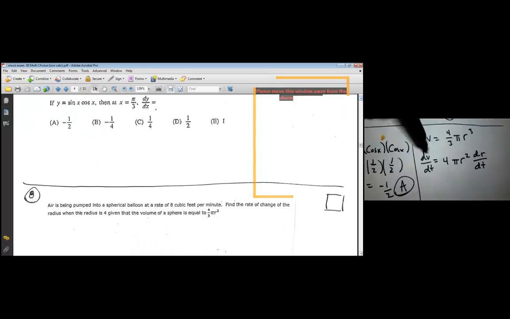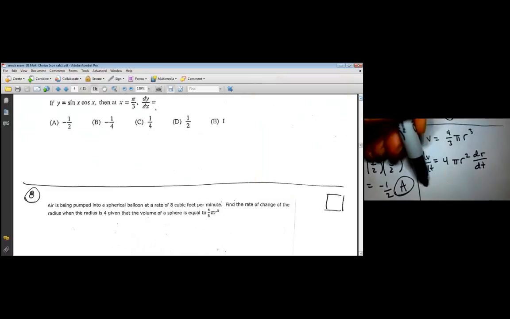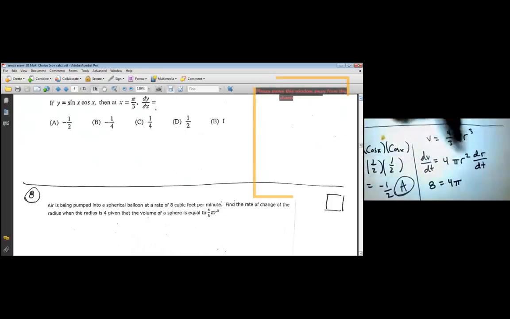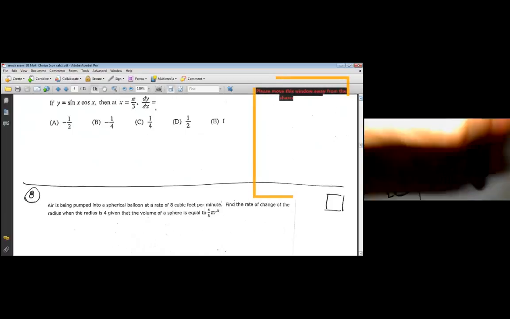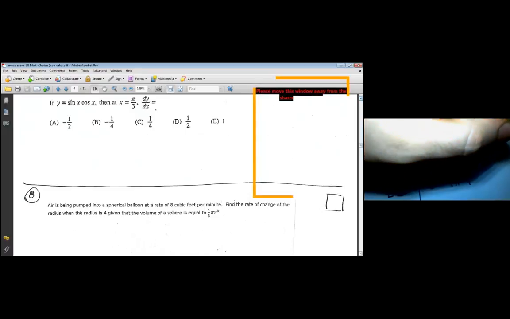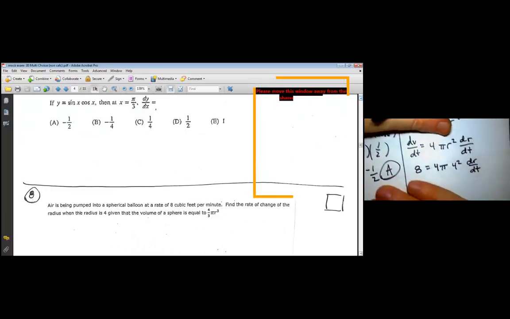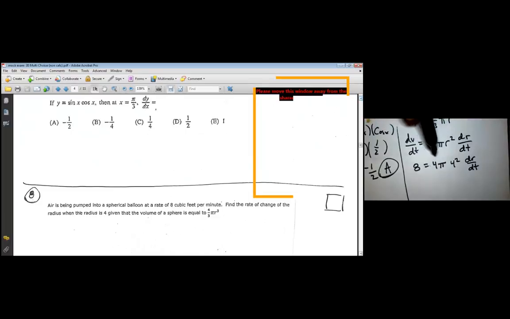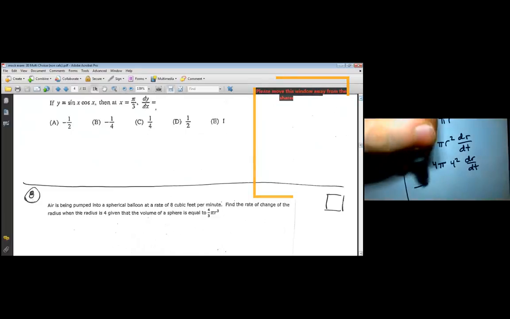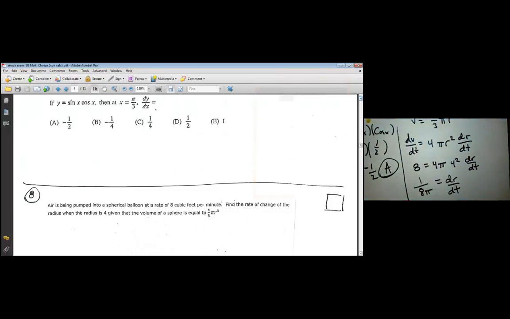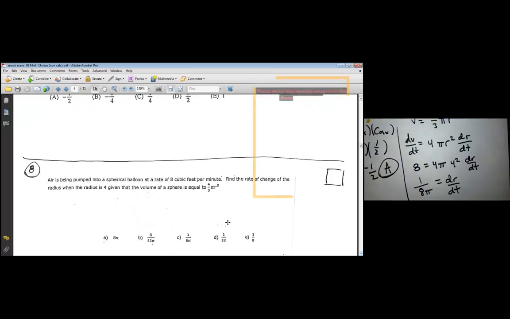Now we're just looking to see what they give us. Air is being pumped into the balloon at a rate of 8. That sounds like my volume is equal to 4 pi. Find the rate of change of the radius. So we're finding dr dt when r is 4. So just tossing that in, and you're almost there. So that's 4 squared is 16. That makes 64. 8 divided by 64 pi. Answer to this problem is 1 over 8 pi. And that was choice C.